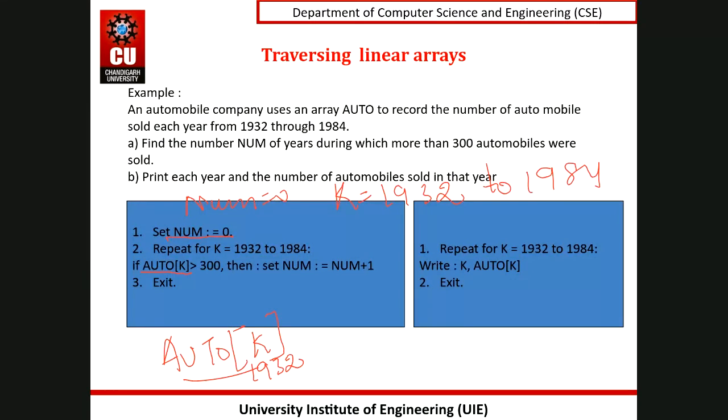Let us say it is 200. So my number will not get incremented by 1 because it is not the required number of vehicles sold. Then it becomes 1933. So I will be checking if the auto value is greater than 300. If this is true, then this statement would be executed and the number would be increased by 1. Is it clear?